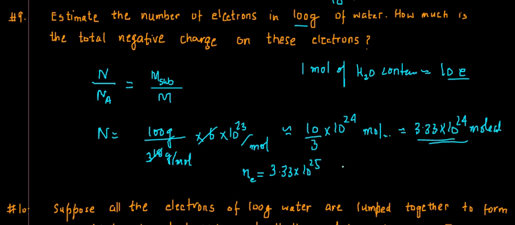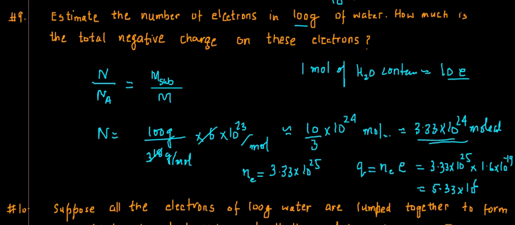Now let us see the total negative charge. Now charge is equal to, we'll use the quantization principle, charge is equal to the number of electrons times the charge on an electron. The number of electrons in 100 grams of water is 3.33 into 10 to the 25. You multiply by the charge on an electron, that is 1.6 into 10 to the minus 19. And we get the charge, that's equal to approximately 5.33 into 10 to the power of 6 coulomb.